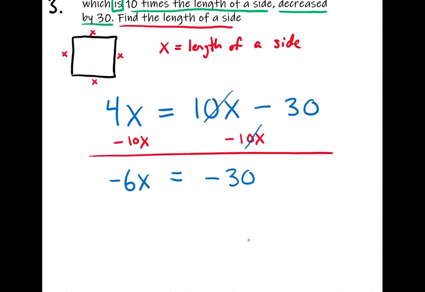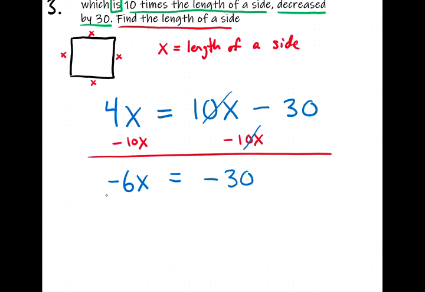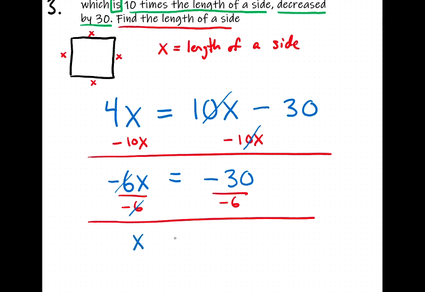And one more step to solve for x. On the left, we have negative 6 times x. The opposite of times negative 6 is divide by negative 6. So divide both sides by negative 6. And it looks like we're done. The times negative 6, divide by negative 6, they cancel. So we have x equals negative 30 divided by negative 6. The negatives cancel. And 30 divided by 6 equals 5.